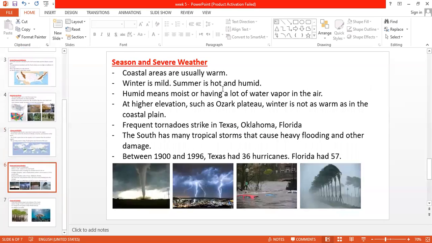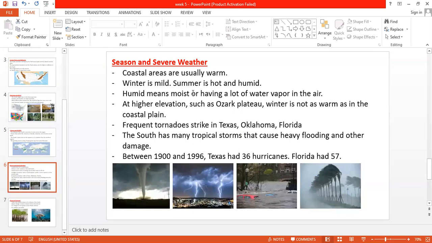Seasons and severe weather. I told you that the South has coastal areas like the Atlantic coastal plains and the Gulf coastal plains. These areas, guys, are very close to the ocean or to a Gulf, of course, it's warmer than any region. But at the same time, the winter is mild.